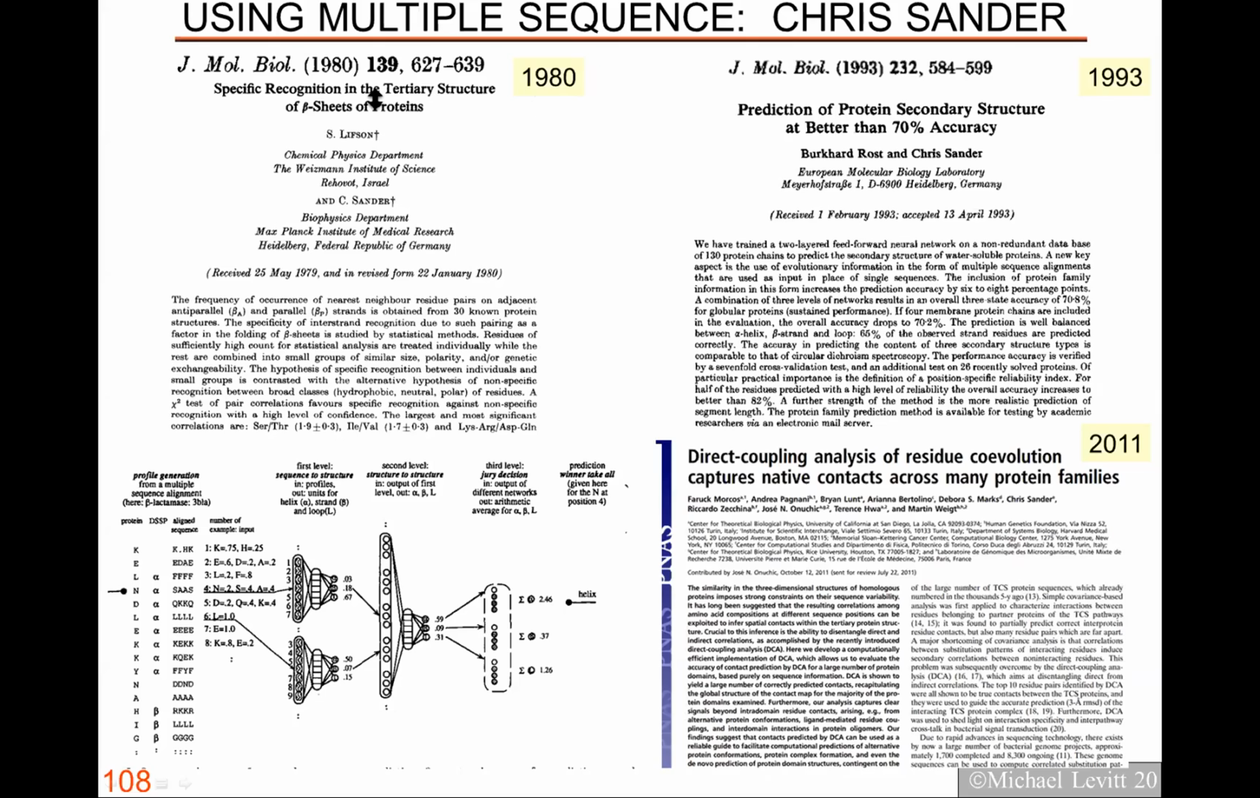A lot of people were very skeptical, but basically if you fast forward, I guess 31 years to a paper again involving Chris Sander, this time with Debora Marks, they actually found that you really could look at multiple sequence alignments and find correlations that suggest that certain amino acids are actually close together in space. This was a very important breakthrough.